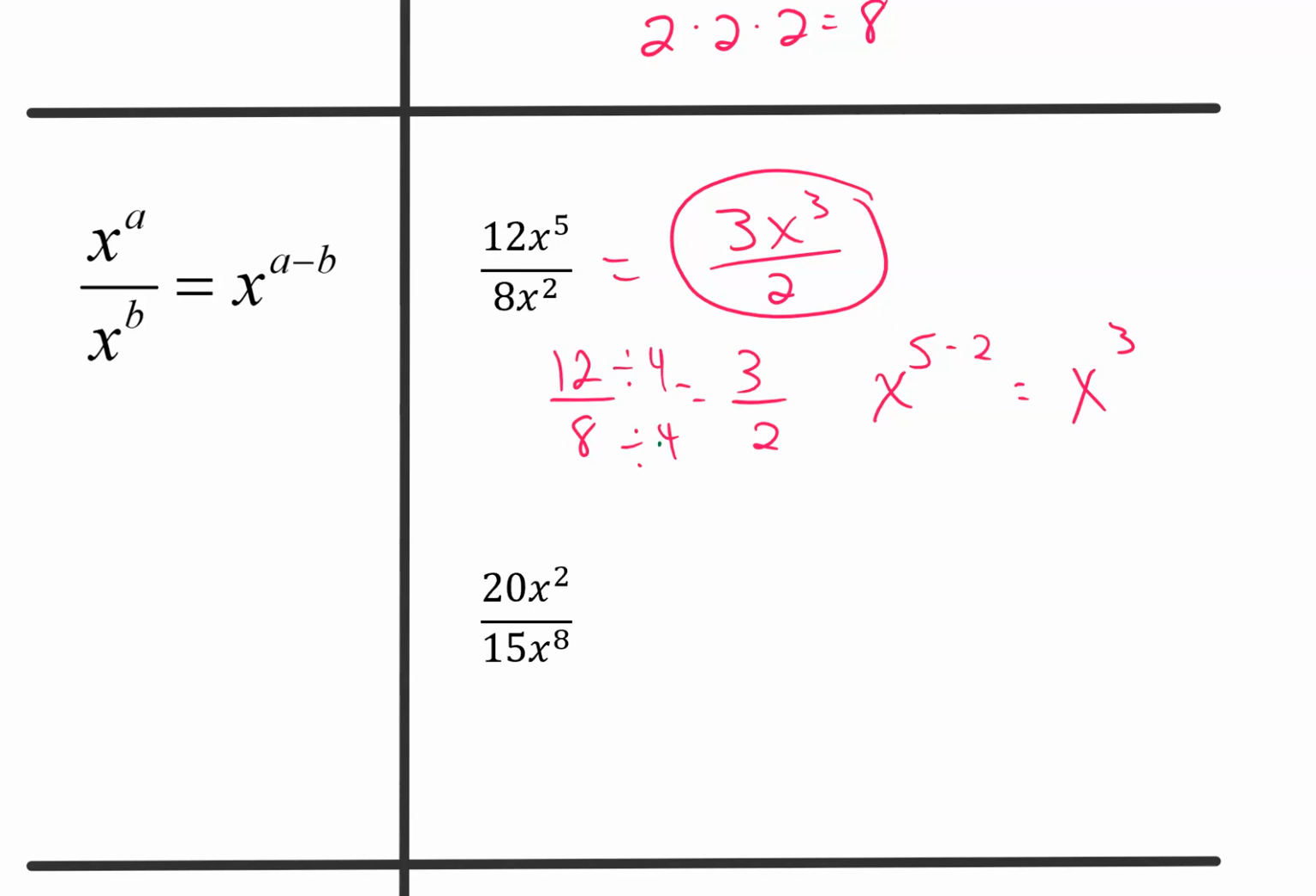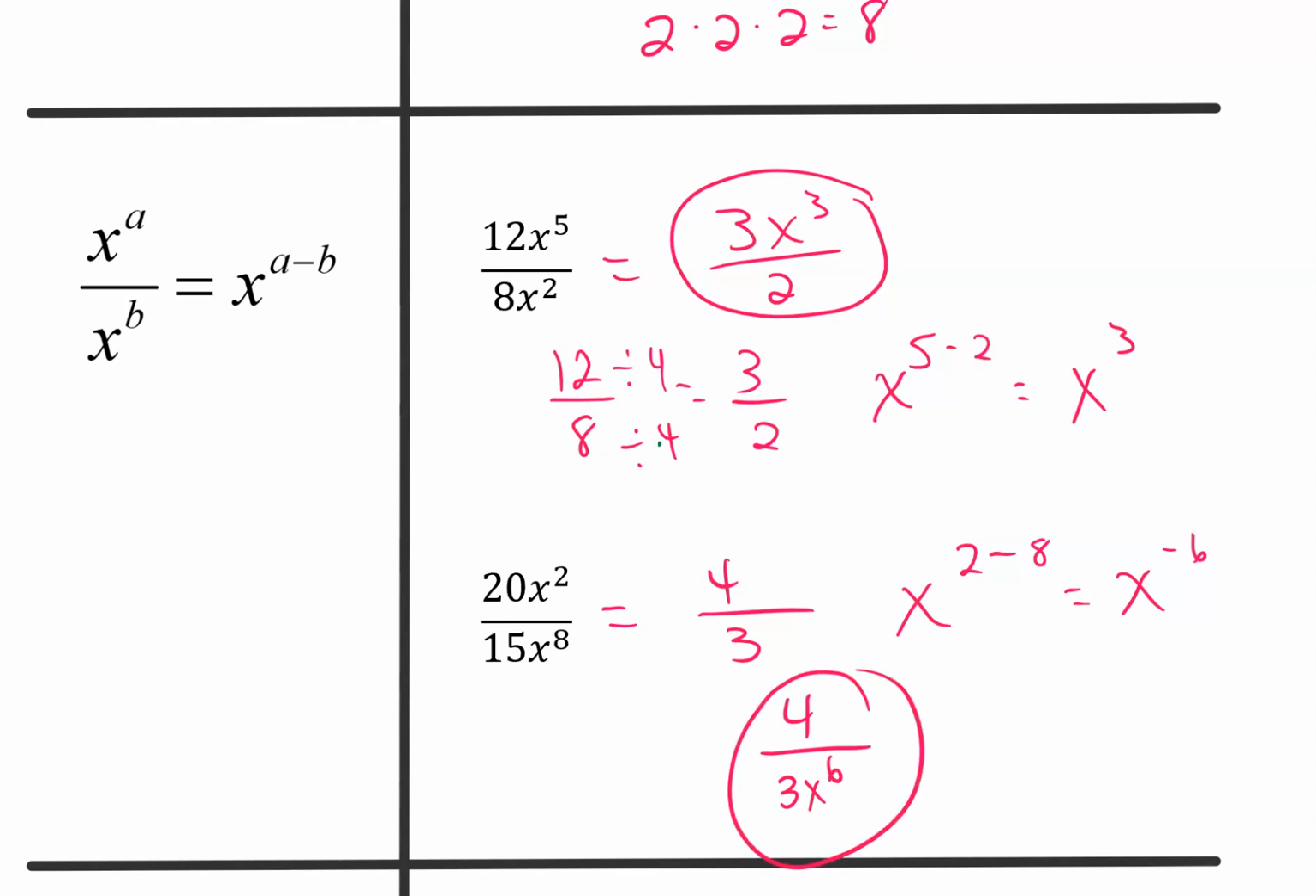In the second example, 20 over 15, those are both divisible by 5, so we get 4 over 3. Then we have x squared and x to the 8th, so we're going to do x to the 2 minus 8, which is x to the negative 6. And we'll talk about this again in a minute about negative exponents, but remember that if your result is negative, your variable is going to need to go on the denominator, so this is going to be 3x to the positive 6.